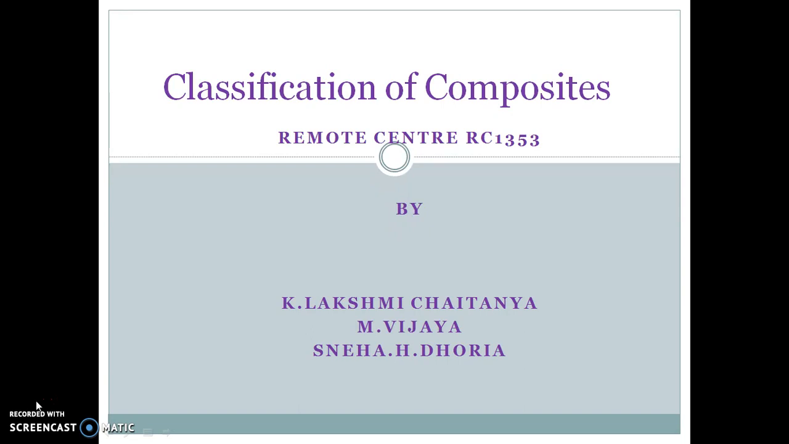So what is meant by composite? What are the basic elements in the components? Composite is nothing but a heterogeneous mixture of materials consisting of a primary reinforcement and one matrix. So that is a composite.